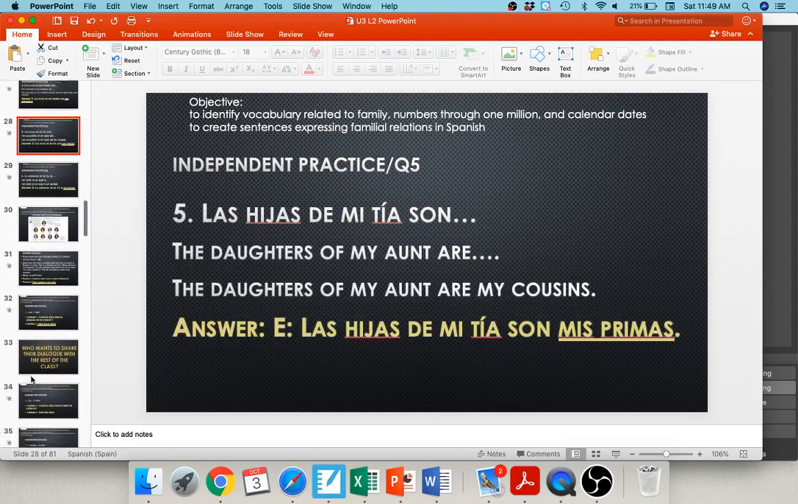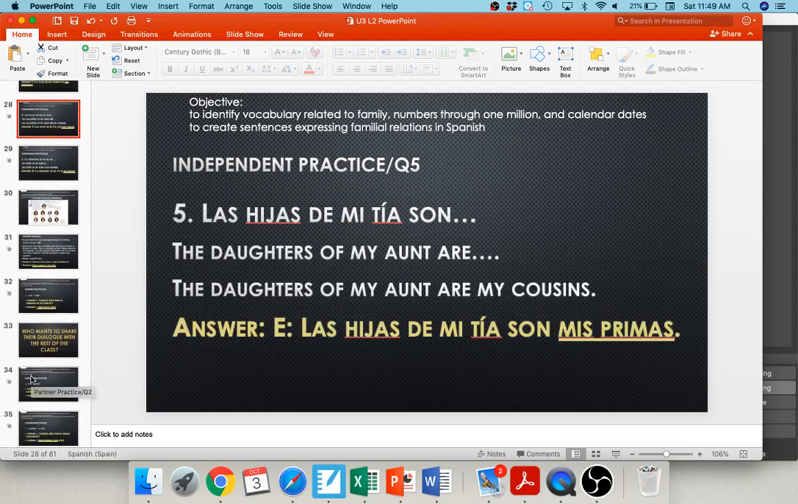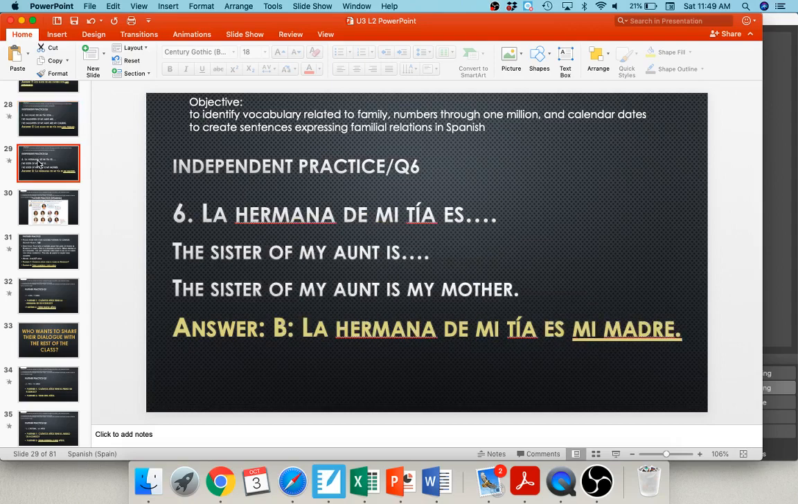Number 5, las hijas de mi tía son blank. Las hijas, the daughters de mi tía, of my aunt, are my blank. Well, my aunt's daughters would be my cousins, my female cousins, keep in mind. So they're mis primas, mis primas. And lastly, number 6, la hermana de mi tía es blank. The sister of my aunt, in this case, my aunt's sister would be my mom, or technically another aunt, but that wasn't an option. So my mother, mi madre, mi madre.